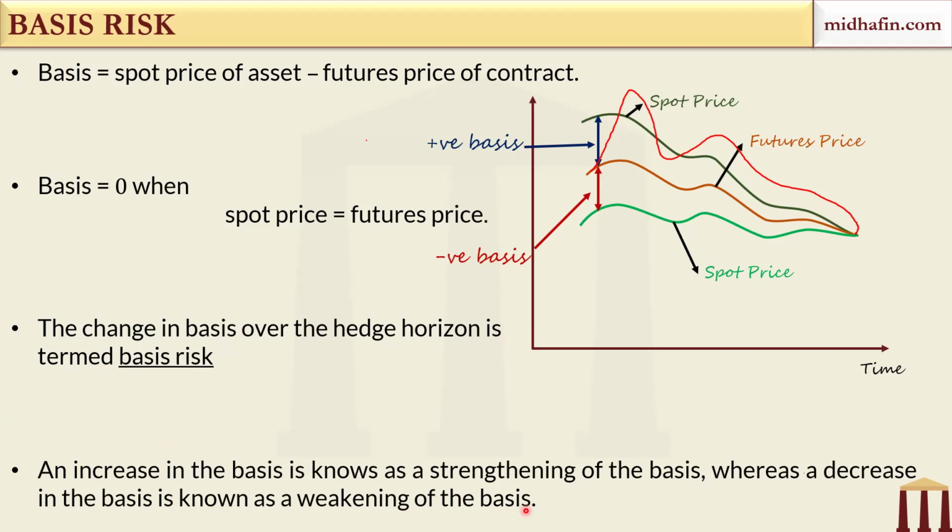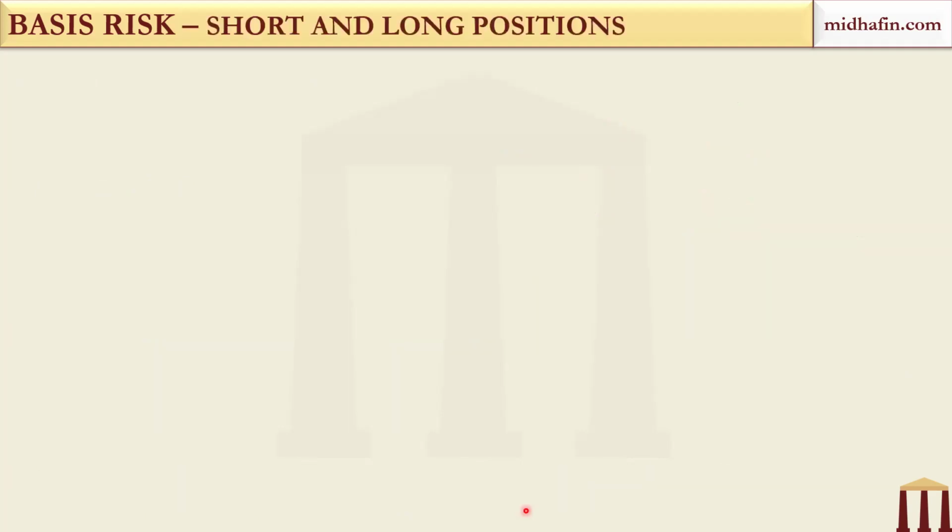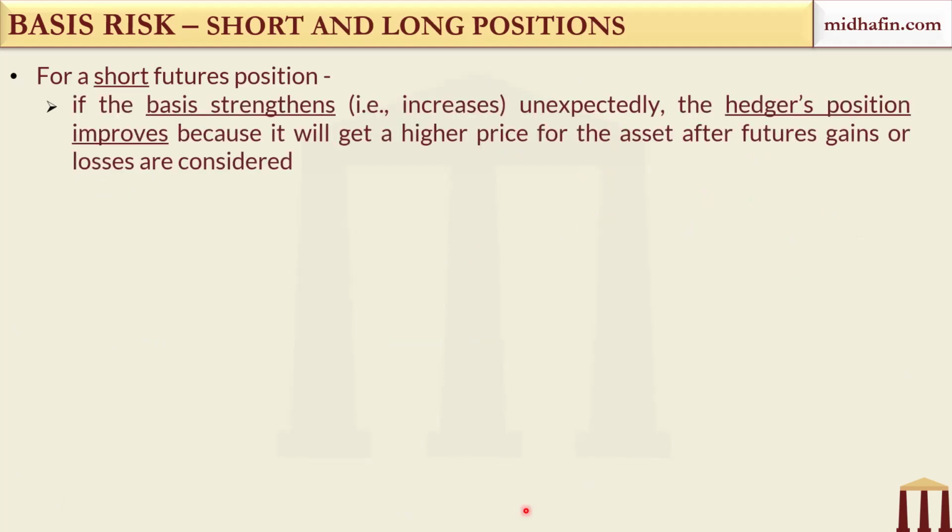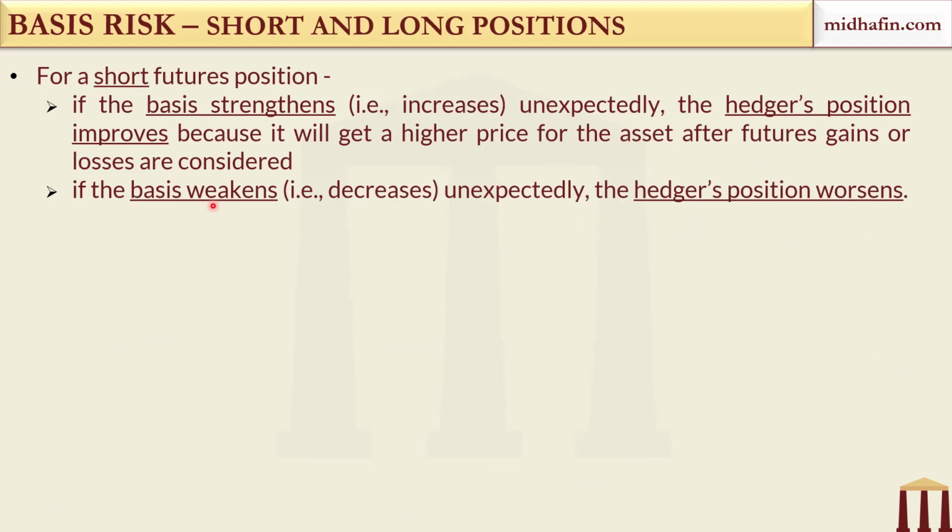Now, there is one point which has been explained in the main video using an example. In this class, I'm not going to repeat that example, but I'm going to highlight the main points from that example because that is what is important from the exam point of view. So this part, please go through yourself. I've added this separately in the PDF: for a short futures position, if the basis strengthens, the hedger's position actually improves. And if the basis weakens, the hedger's position actually worsens. How and why? Look at that example once in the video if you want the how and why part. It's a very interesting example.